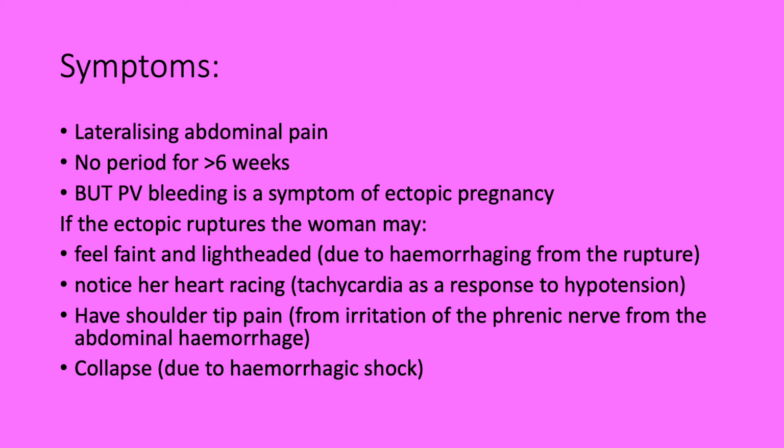And typically you'll have a woman who hasn't had any bleeding for at least the past 4 to 6 weeks. But remember that if you ask a woman about when her last period was and she says it is now, she's on her period currently, remember that PV, vaginal bleeding, is a symptom of ectopic pregnancy. So don't take things at face value.